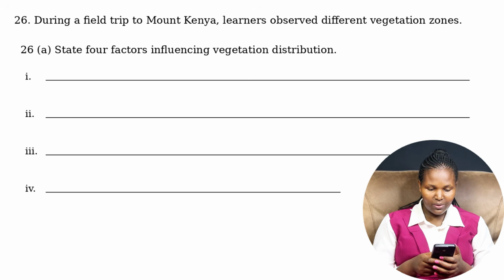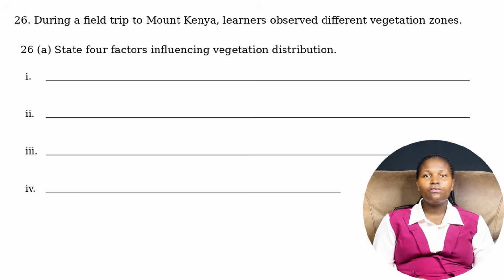Then let us go to question number 26. We are done with question number 25. During a field trip to Mount Kenya, learners observed different vegetation zones. Then A, state 4 factors influencing vegetation distribution.